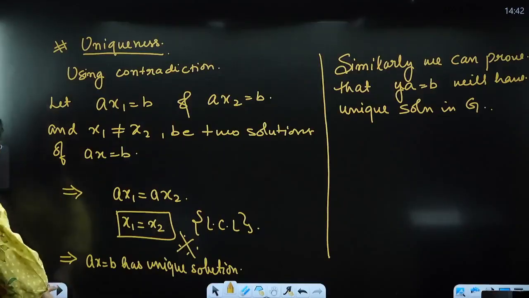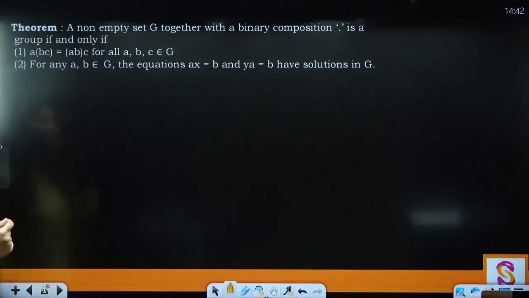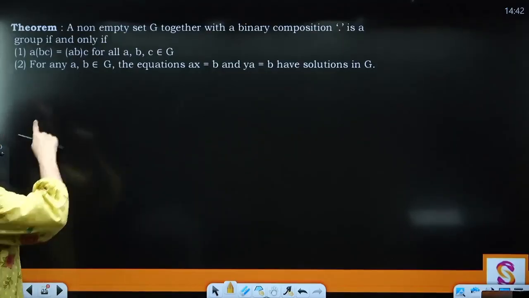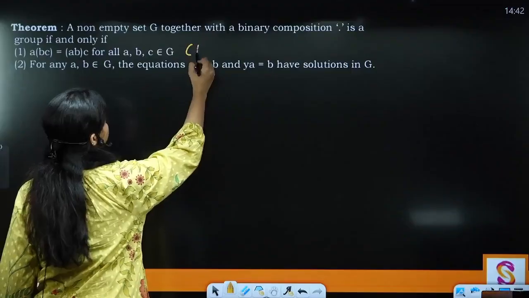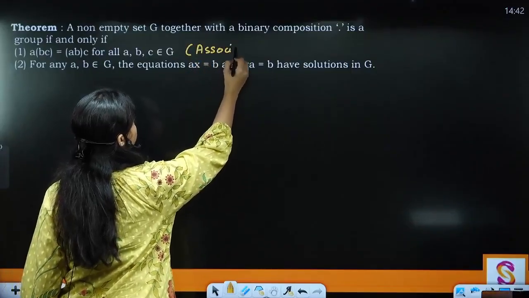Next one is: a non-empty set G together with the binary operation dot is a group if and only if for all A, B, C, so okay, this is your associativity.